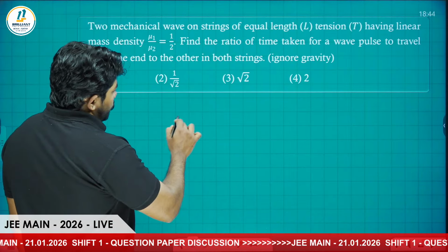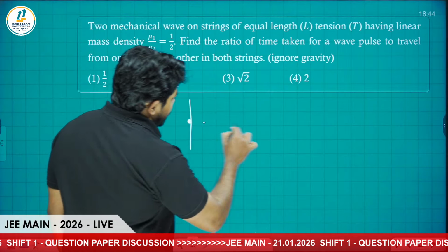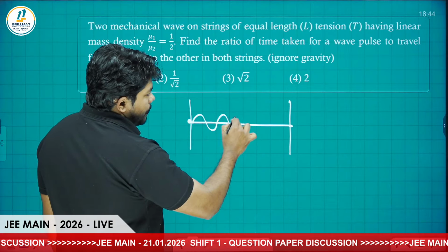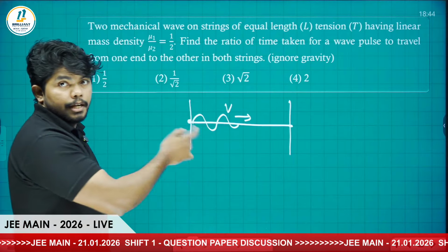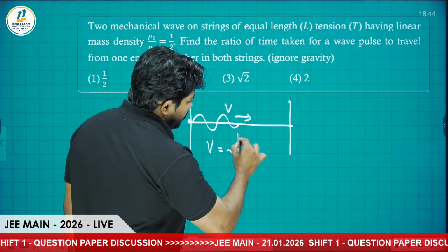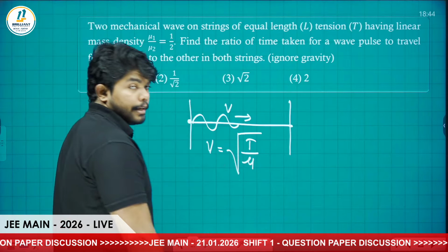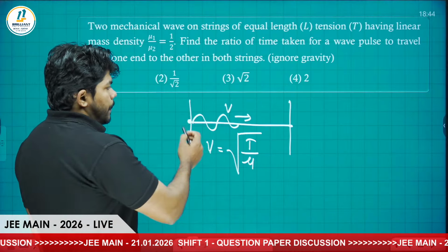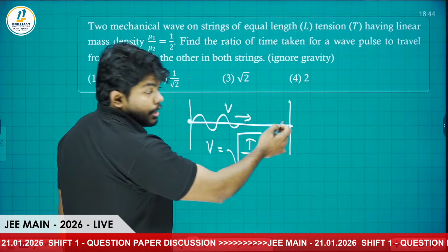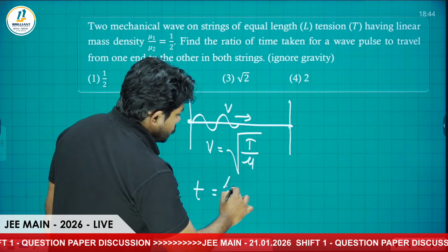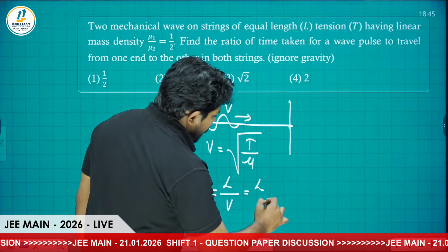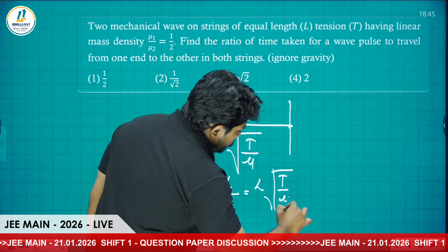So we know how to find time. Suppose a string is attached between 2 points, okay, and there is a wave pulse which is traveling along the string, and we know that the velocity is equal to root of tension by mass per unit length. This is the velocity. And how to find the time required? Time required will be distance traveled, which is the length. Length of the string will be the distance, right? So L divided by V, okay, so that will be equal to L times root of mu by T.